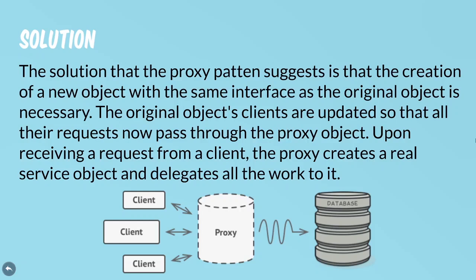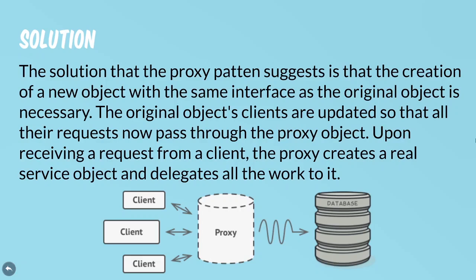Upon receiving a request from a client, the proxy creates a real service object and delegates all the work to it. The proxy disguises itself as a database object in this example. It can handle lazy initialization and result caching without the client or the real database object even knowing. So what's the benefit? If you need to execute something either before or after the primary logic of the class, the proxy lets you do this without changing that class.